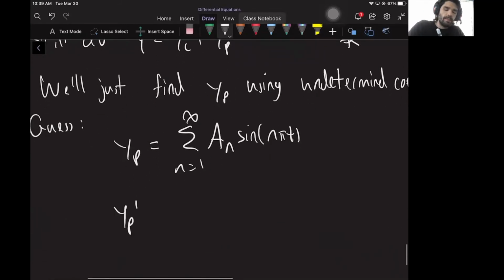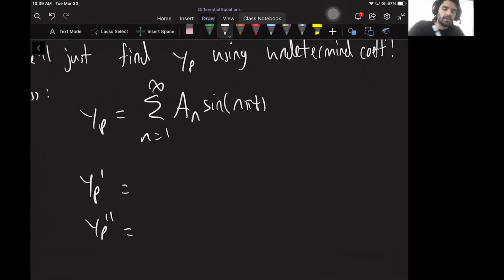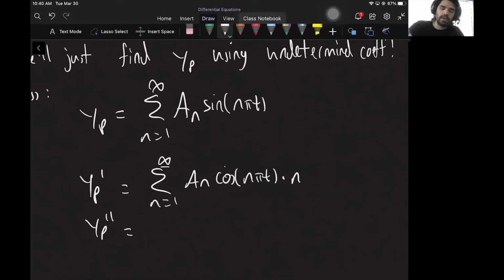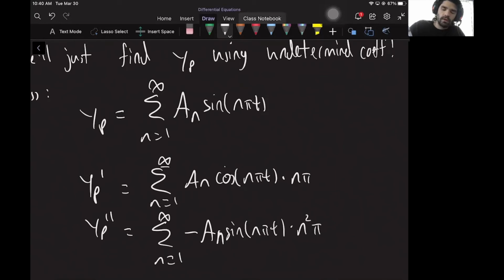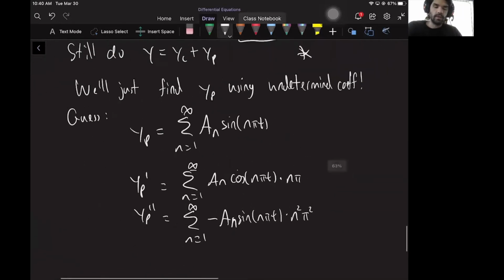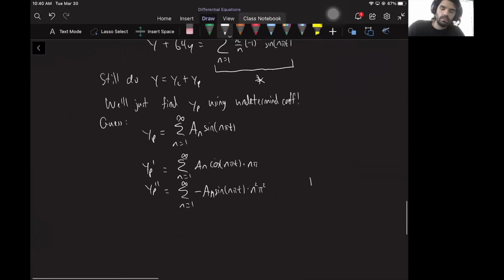So I need the derivative and the second derivative to plug in. The derivative of each term is just a constant times sine. So all I have to do is take the derivative of sine, which is cosine, and then multiply by the derivative of the inside, n pi. Then the second derivative, same thing, but now the derivative of cosine is negative sine, and I get another factor of n pi. So these are what I'm plugging into my differential equation. So then we get this.